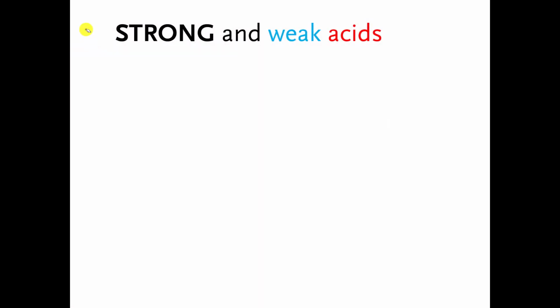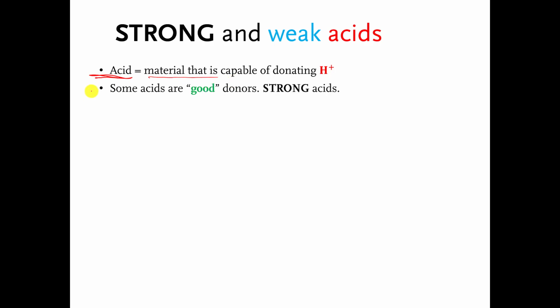Welcome back. In this video we are going to talk about something called strong and weak acids. We are also going to talk about something called strong and weak bases. So if you remember from the previous video, our definition of an acid is a material that's capable of donating H+. Turns out that some acids, there are many different kinds of acid molecules, some acids are good at donating H+, and if you're good at donating H+, we call you a strong acid. And I'll talk about what it means to be good in a little while.